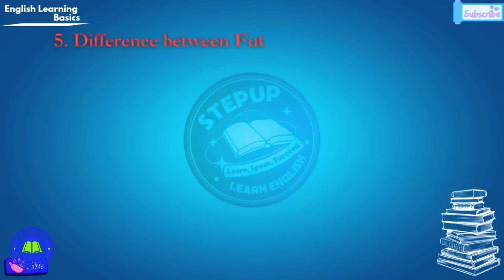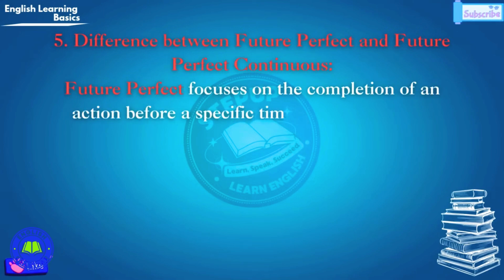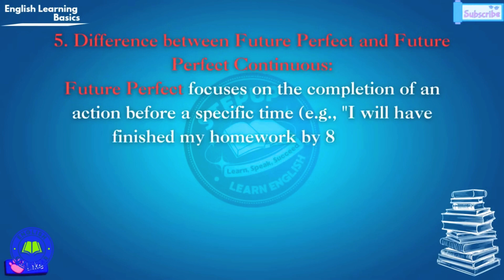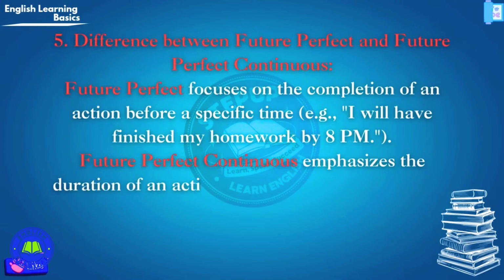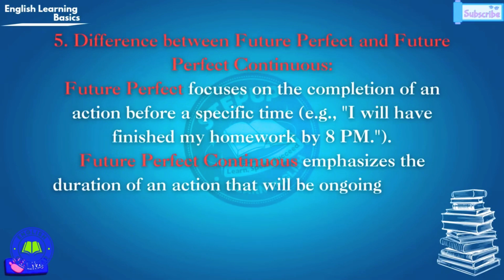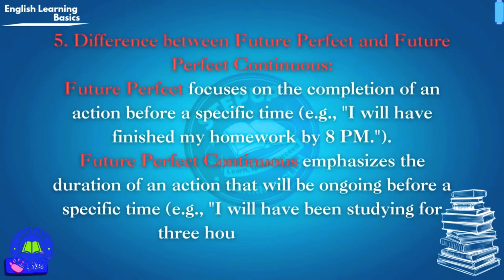5. Difference between future perfect and future perfect continuous. Future perfect focuses on the completion of an action before a specific time, e.g., I will have finished my homework by 8 p.m. Future perfect continuous emphasizes the duration of an action that will be ongoing before a specific time, e.g., I will have been studying for 3 hours by 8 p.m.